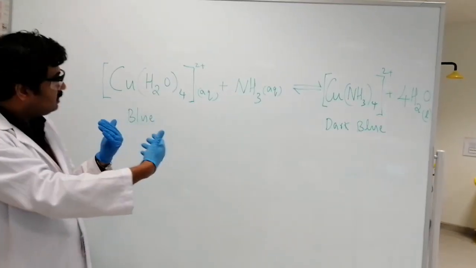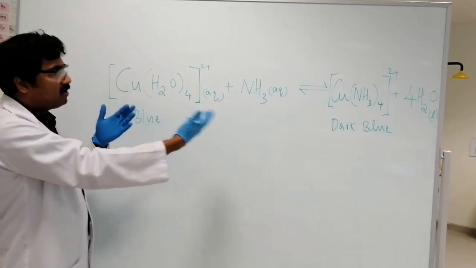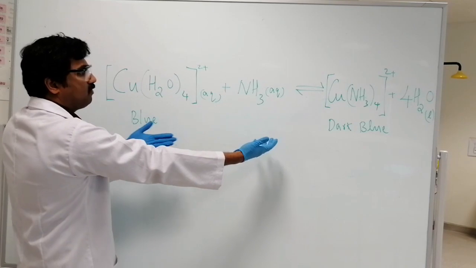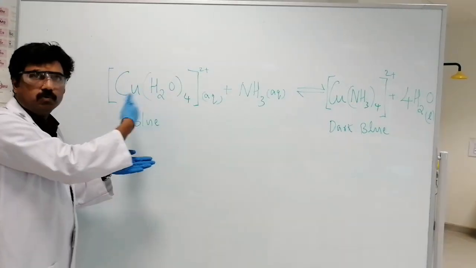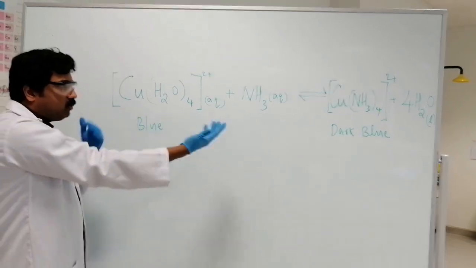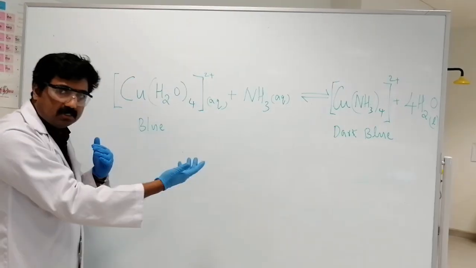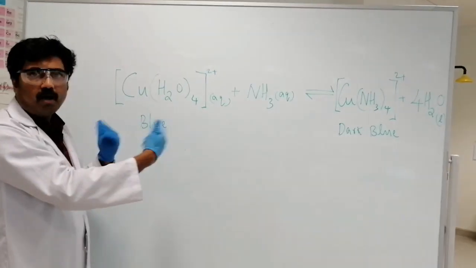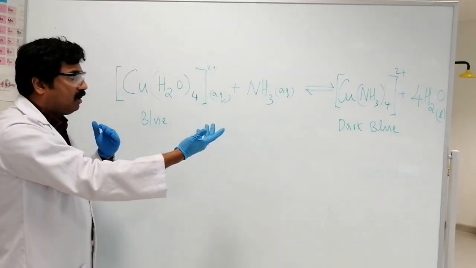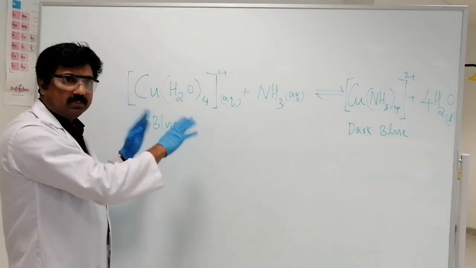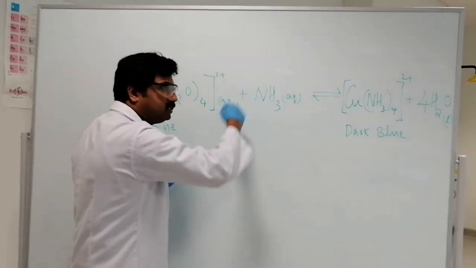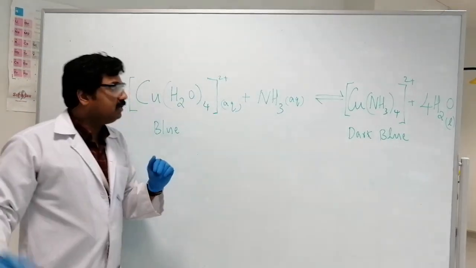That's why we can see the color change. The color is changing from dark blue to the light blue. So by looking at the color change, we can predict the direction of equilibrium, how the equilibrium changes in response to the change in concentration of the reactants. So in this experiment, we changed the concentration of ammonia just by adding HCl.